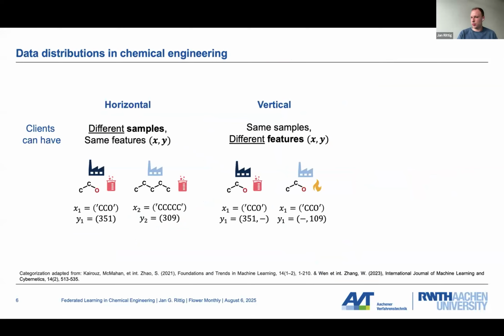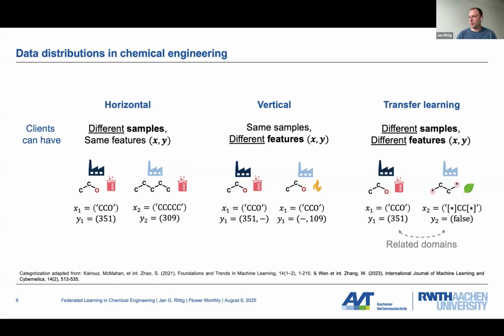Then the vertical data distribution would be, for example, where we have the same samples, but different features. So again, two chemical companies having data on the same molecule, but for different properties. So for example, the boiling point or some ignition temperatures.